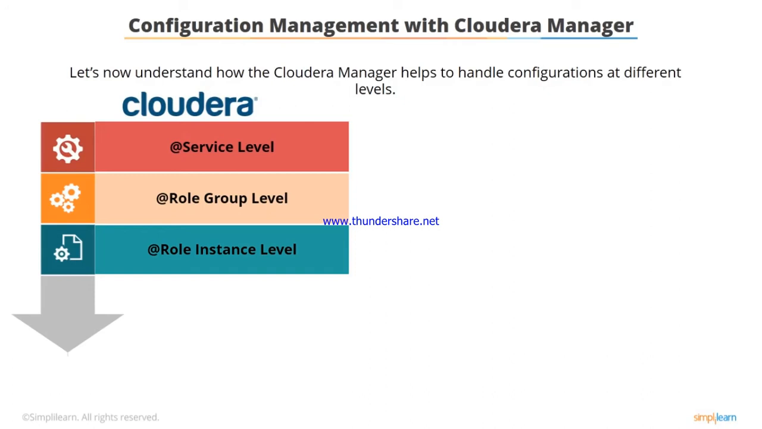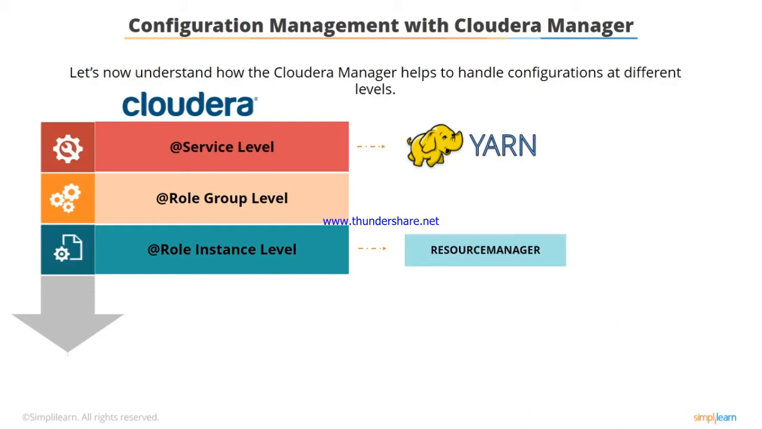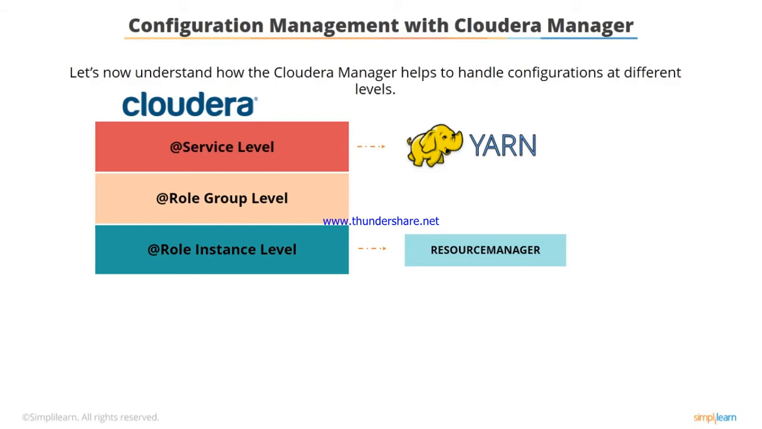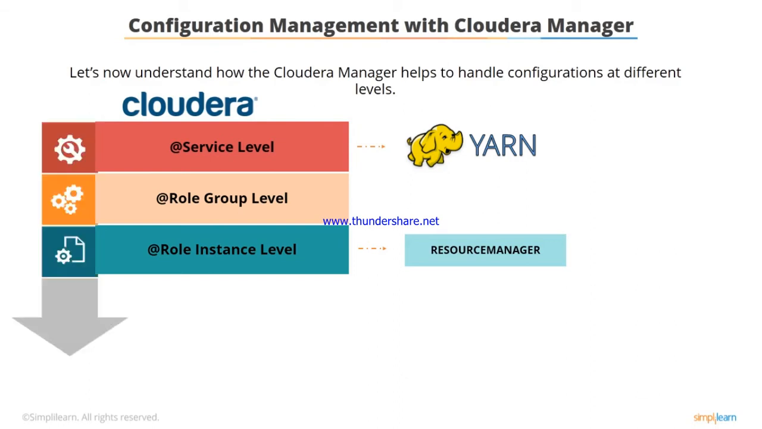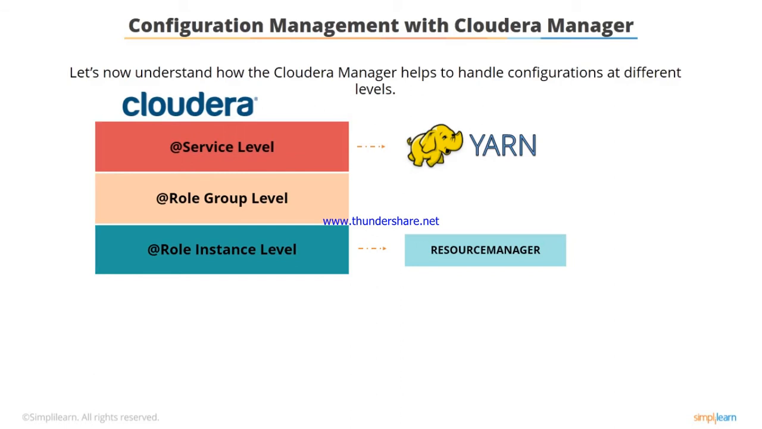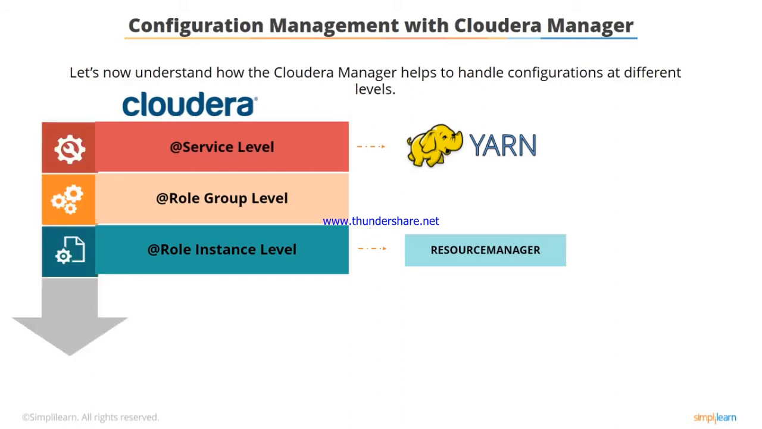Let's now understand how Cloudera Manager helps to handle configurations at different levels. You have learned that configurations can be set at service level or role instance level. YARN is an example of service level configuration, and ResourceManager is an example of role instance configuration. An individual role inherits configurations set at the service level. If configurations were set at the role level, these would override the ones inherited from the service level.